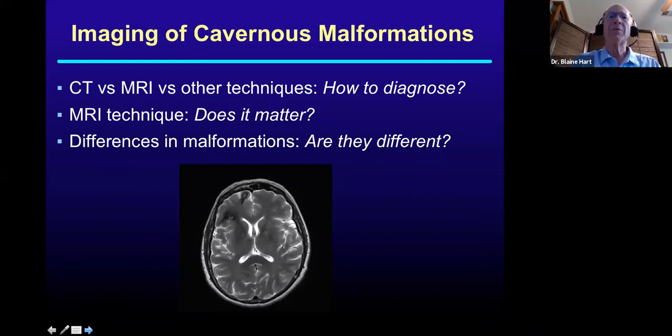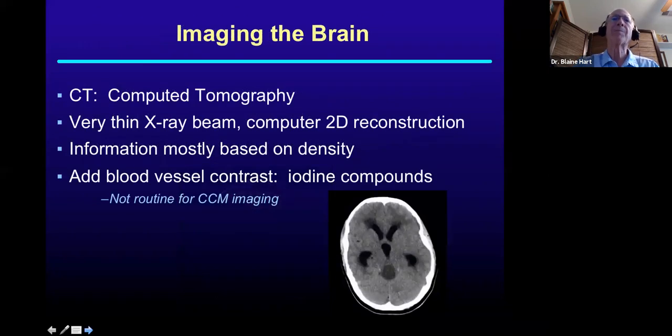There are different techniques available, mostly CT or MRI, although there are some others. And even within those techniques, there are some different ways of doing the imaging. Sometimes it does make a difference. And we'd like to know, are there differences in the malformation? Are some, for example, more prone to bleed than others?